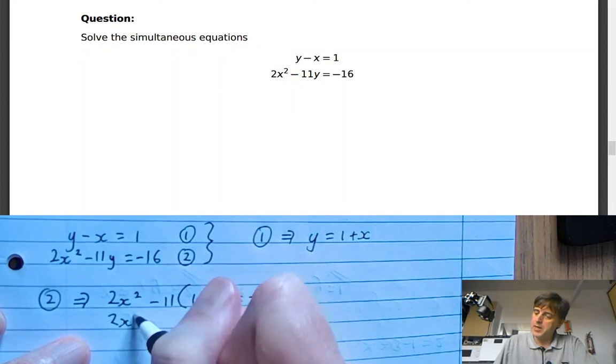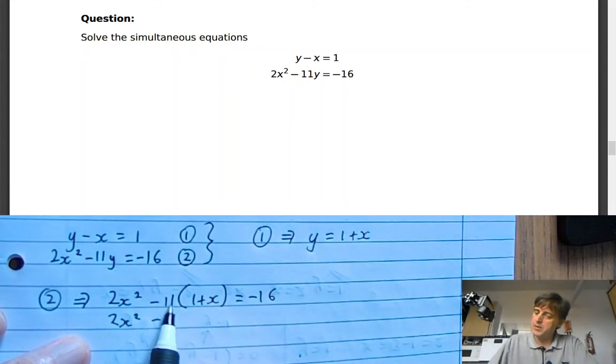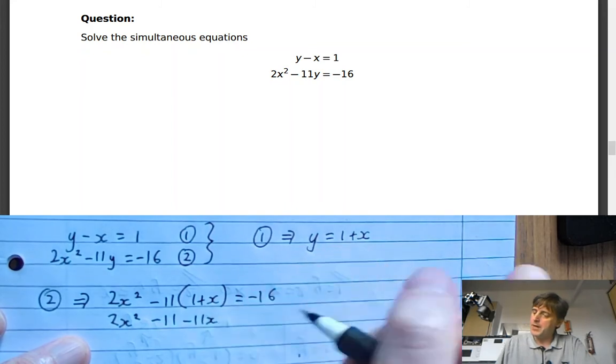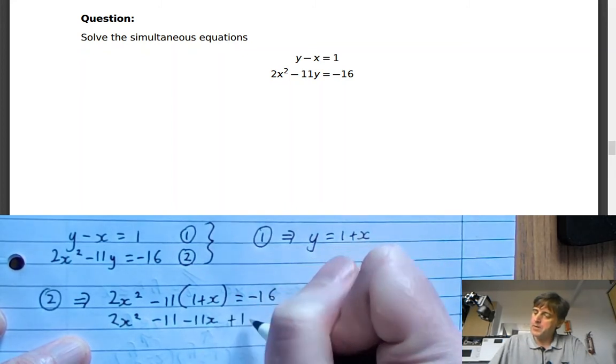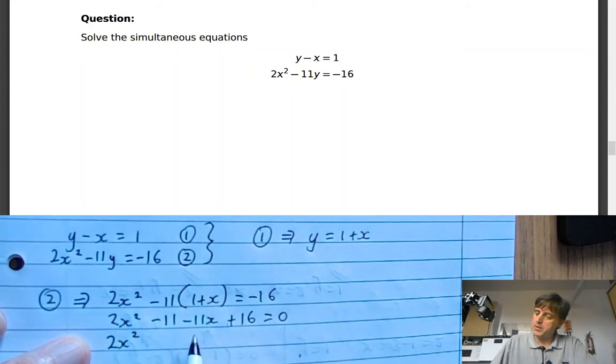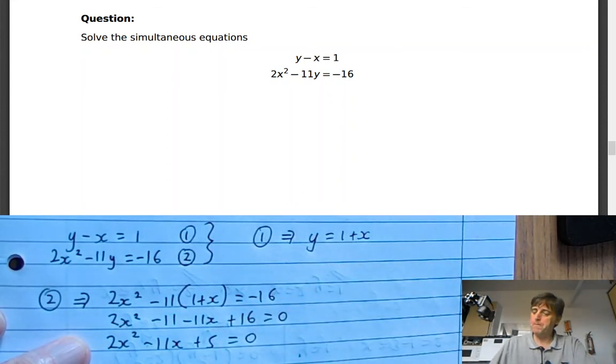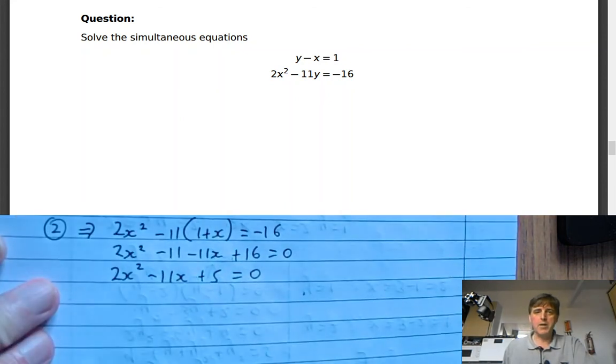2x squared minus 11 times 1 is, of course, minus 11. Minus 11 times the x is minus 11x. I'm going to add 16 to both sides. And then I'm nearly there, because I can take the negative 11 here, add it to the 16 here, and I think I get plus 5 equals 0. Okay, so hopefully we're all agreeing so far. Let's move the paper up here.